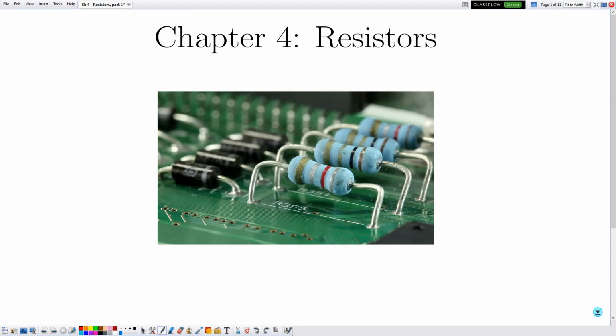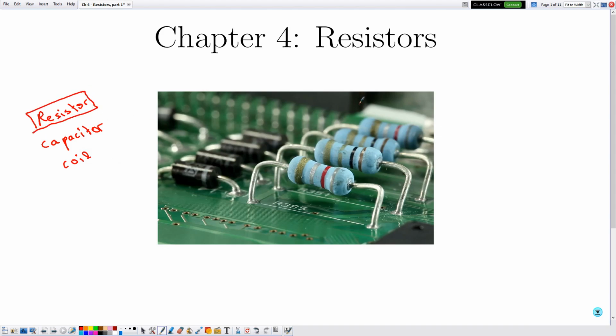Basically, any board or electric circuit consists of three main components, and they are given by the resistor, the capacitor, and the coil. So in this chapter we are going to discuss the resistor.